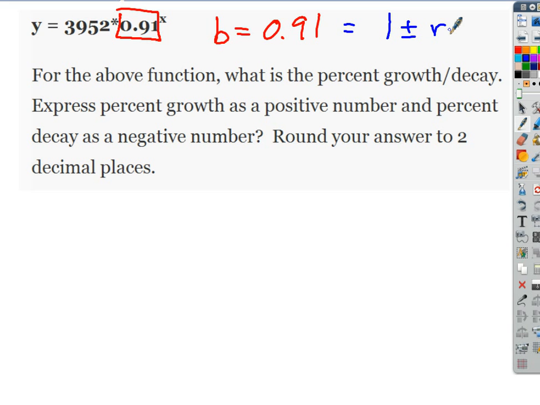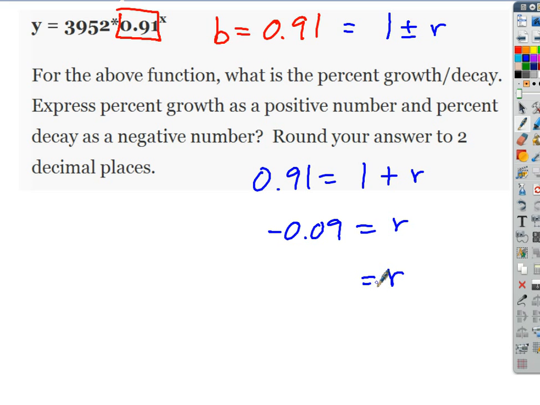Okay, good. If I take that equation, that's really a pretty easy one to solve, isn't it? We'll just make it a plus, and if it ends up being a negative sign, then so be it, right? If I subtract 1 from both sides, I get negative 0.09 equals r. So then what is r as a percent? Yeah. As a percent, it's just -9, isn't it? If I move the decimal 2 places. So the negative means decay. We're losing 9%. Okay? Make sense?